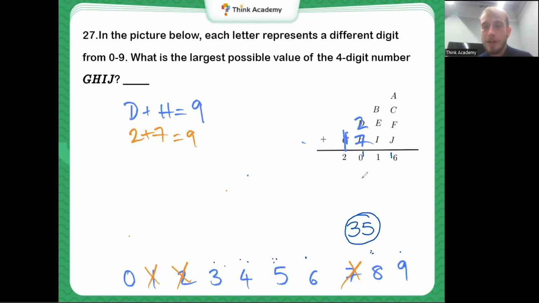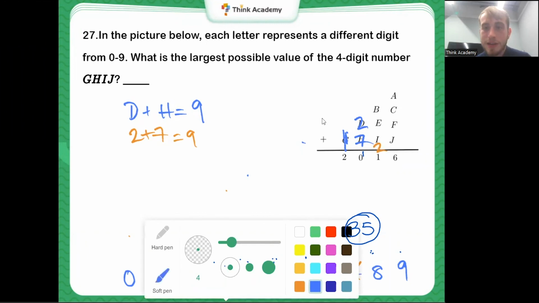Well, it ends in a 1. So it's not going to be equal to 16, but it might be equal to 26. Okay. Now, if it was equal to 26, we would have a carryover of 2, which would mean you're carrying 2 into this tens column there.